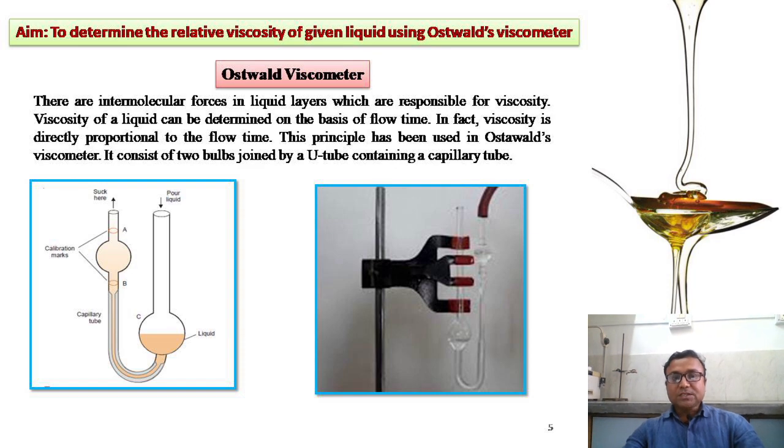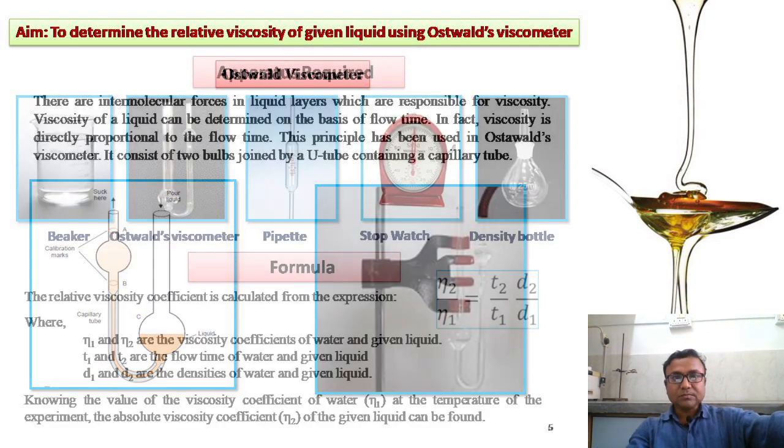This particular principle is used in the Ostwald viscometer, which consists of two bulbs joined by a U tube in this way. The two bulbs are joined by the U tube containing a small capillary which is already inserted in between these two bulbs. So this is the capillary, the small capillary tube, and this apparatus is known as an Ostwald viscometer.